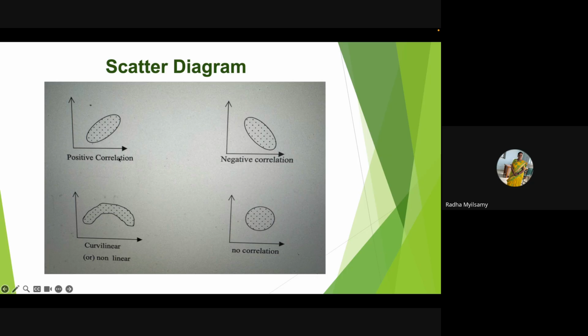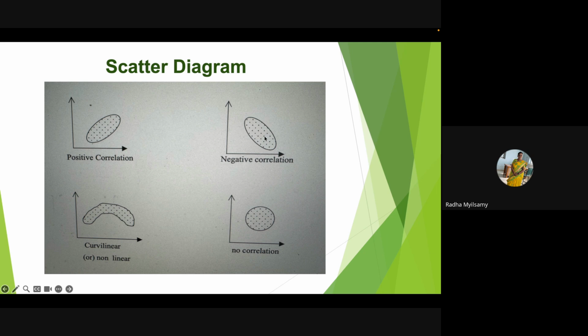Based on the scatter diagram, we may know the direction of the relationship, whether it is positive or negative. If the data distribution goes in this way, either towards zero or from zero in this manner, it means it is positive correlation.